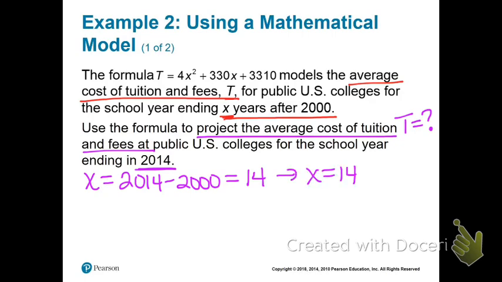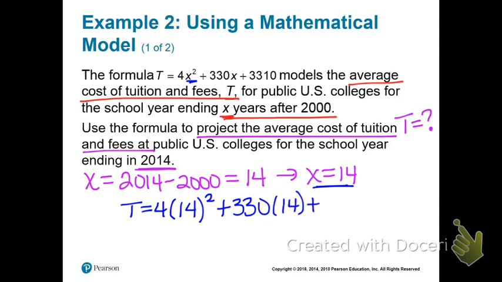So now let's just plug that into our equation. So we've got T equals 4. We don't have x. Remember we said we're going to plug x is 14 in. 14 squared plus 330, it's x, so let's plug in that 14 again, plus 3,310.